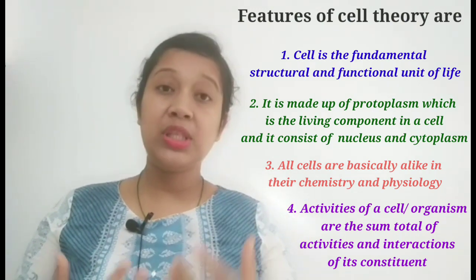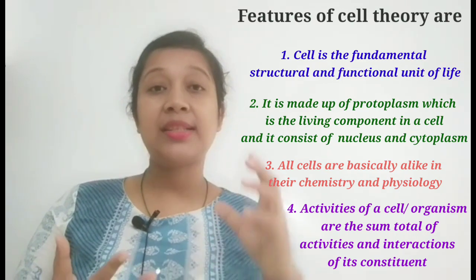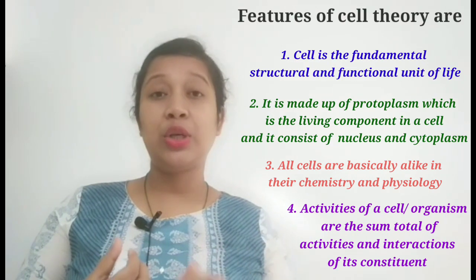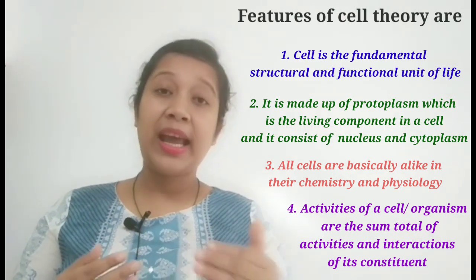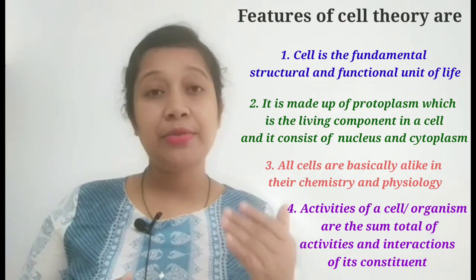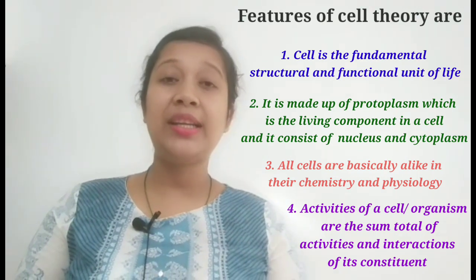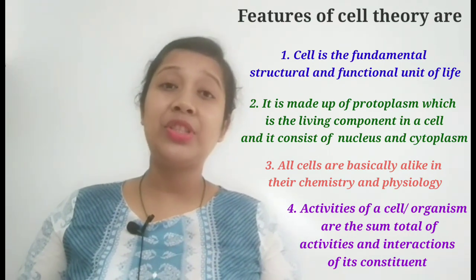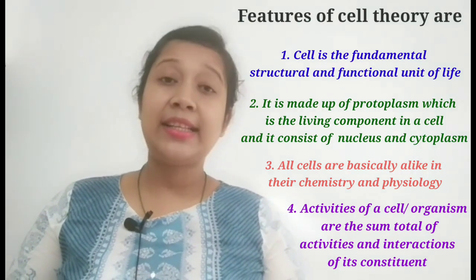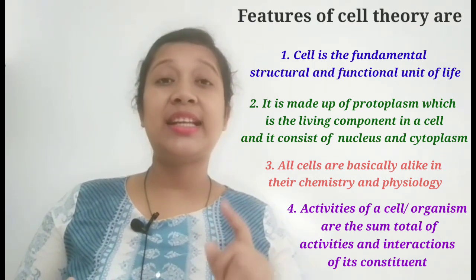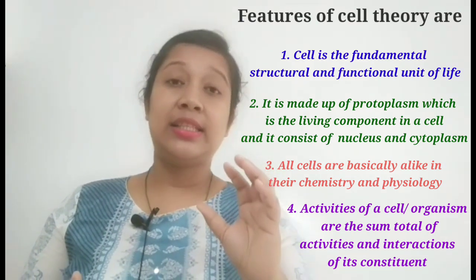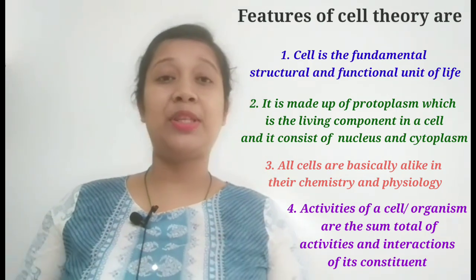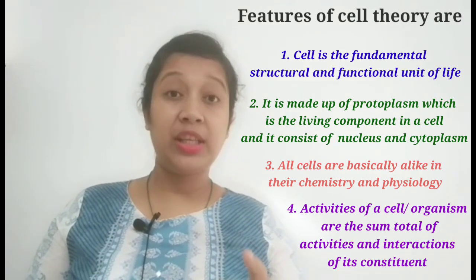Why? Because the internal part, or the protoplasm, performs some different interactions which give a different outcome, and that outcome is what is called the function of a cell. And that is why the statement says that the function of a cell is the sum total of all the activities that take place inside the cell, that means inside the protoplasm, and the interactions that take place among these parts within the cell.